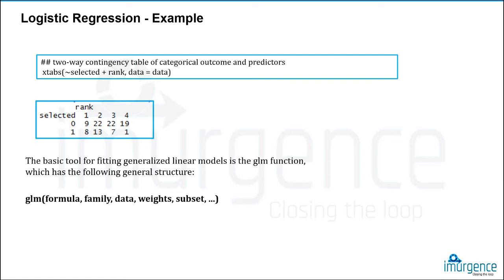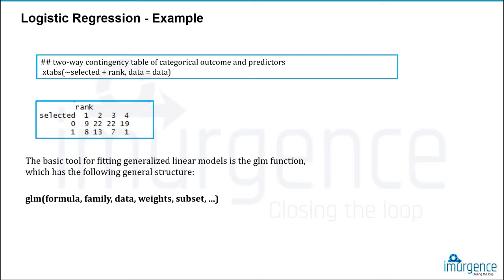So you can do a two-way contingency table of the categorical outcome and predictors. So you can use cross tabs, xtabs, or you can use the table function also. We have already seen this before. So when you're using xtabs, you can just use the tilde sign selected plus rank and data equal to data, and you'll get this grid. So you understand that when a person, right, if you can relate the 1, 2, 3, 4. So higher number of people have been selected when the grade of the college.